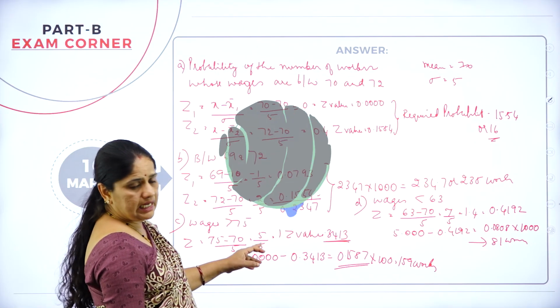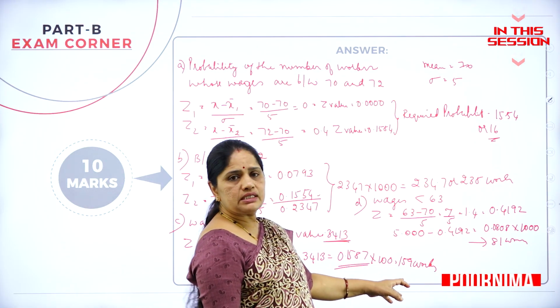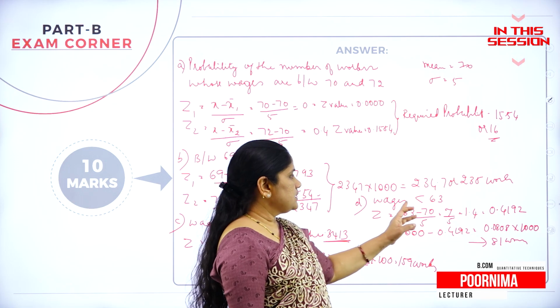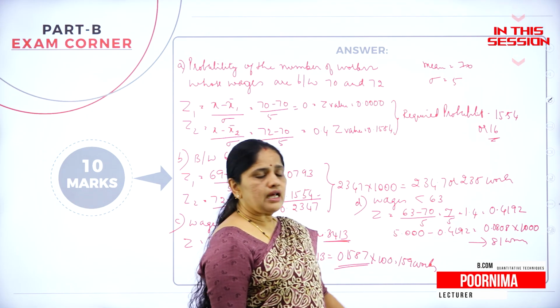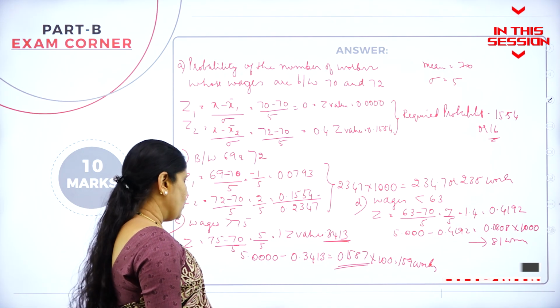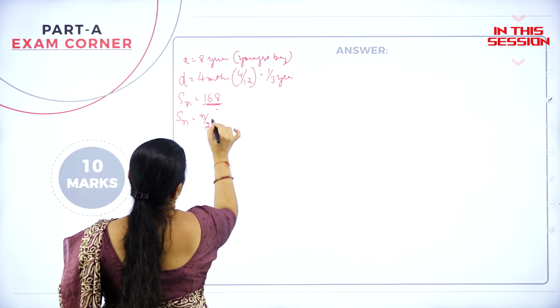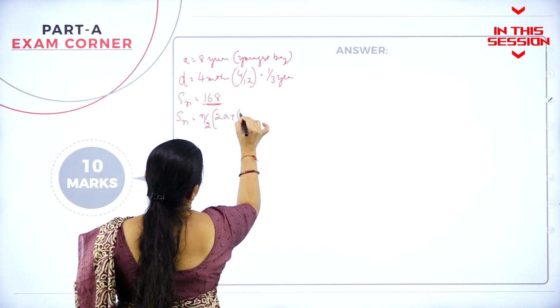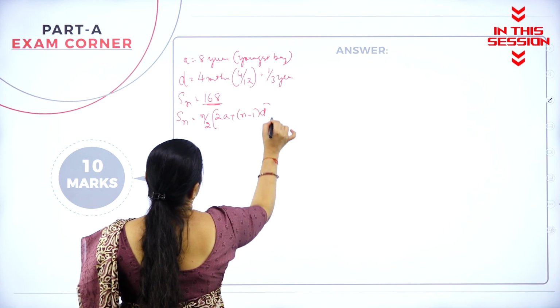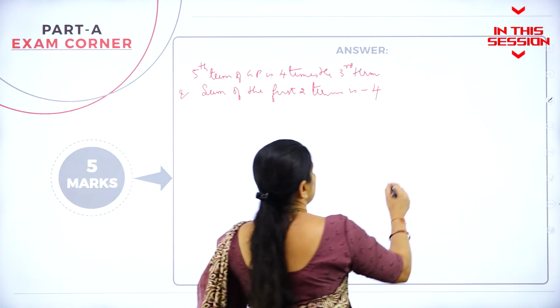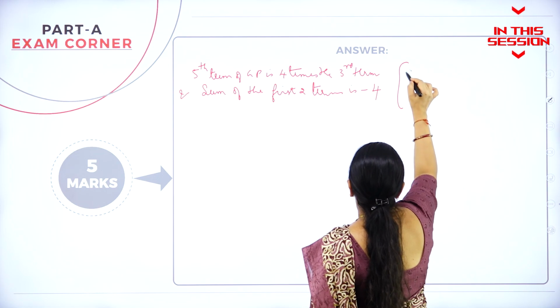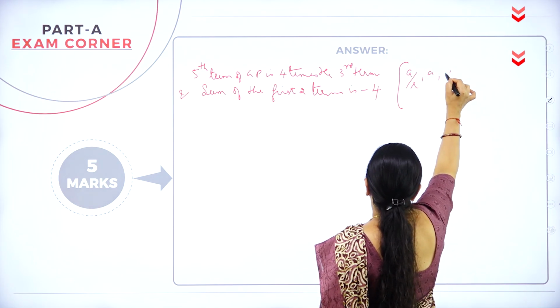When the wages is greater than 75, the number of workers is 159. When the wages is less than 63, the number of workers will be 81. Sn equals n by 2 into 2a plus n minus 1 into d. What is the standard form of the GP? Standard form is a by r, a, a r.